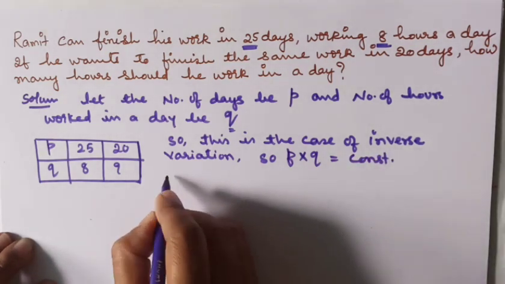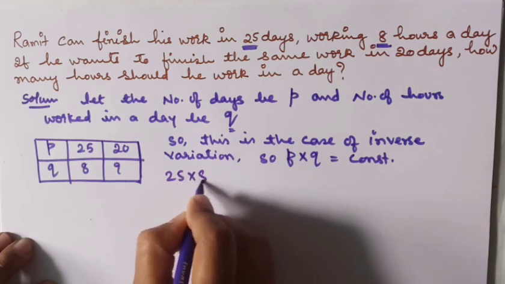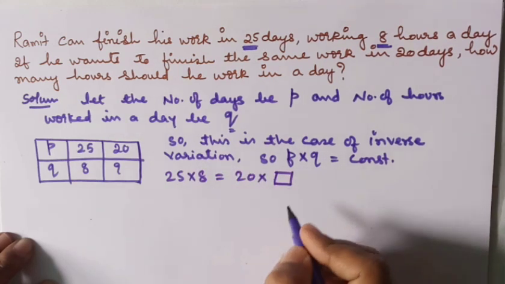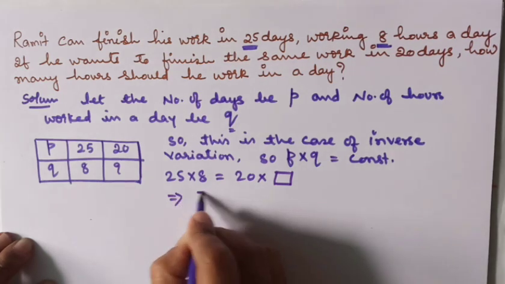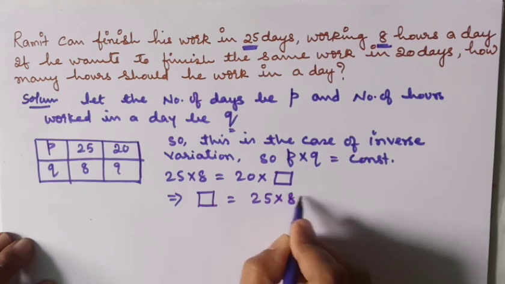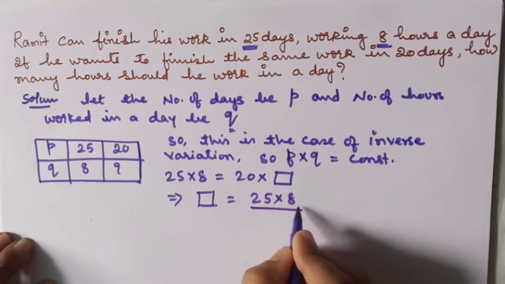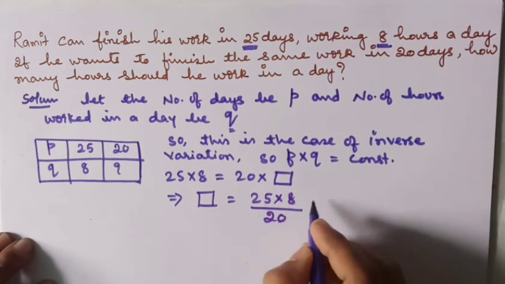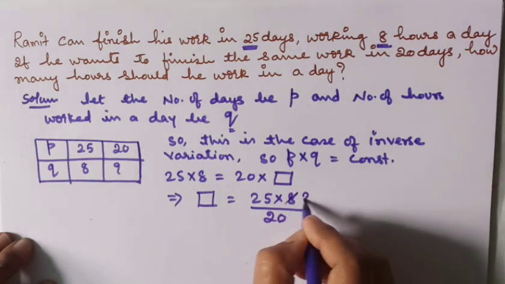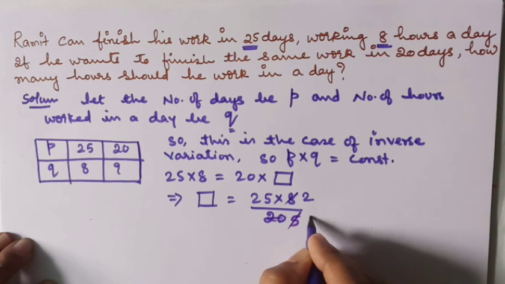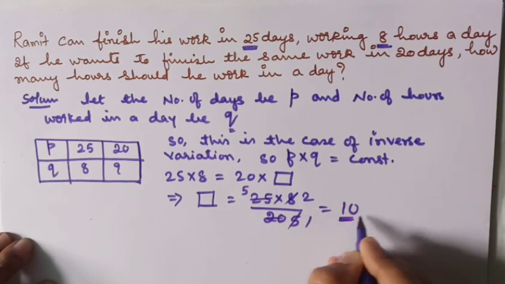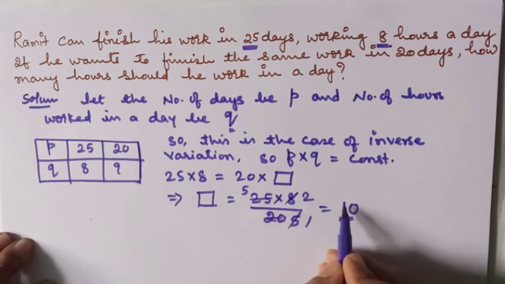So what shall we do? 25 into 8 will give you 20 into your unknown number. This implies that the unknown number will come out when you multiply 25 with 8 and divide it by 20. See, 8 and 20 come in the table of 4. 4 twos are 8, 4 fives are 20. Now 5 ones are 5 and 5 fives are 25. That is 10. See, your Q is coming 10.